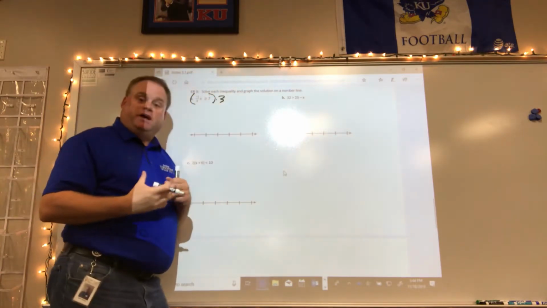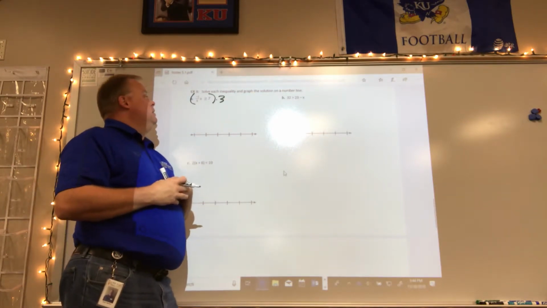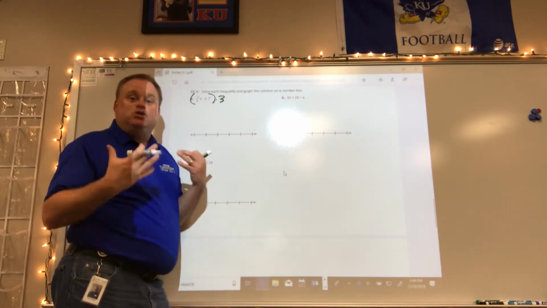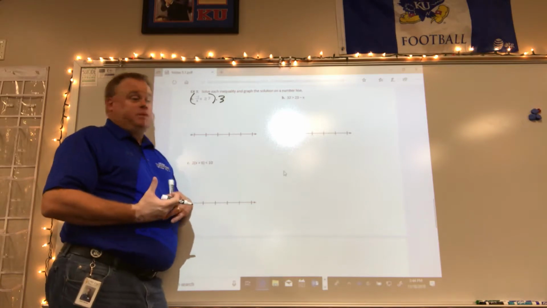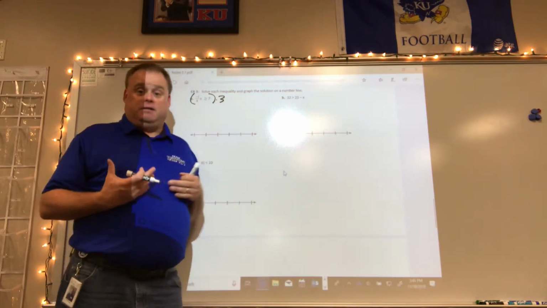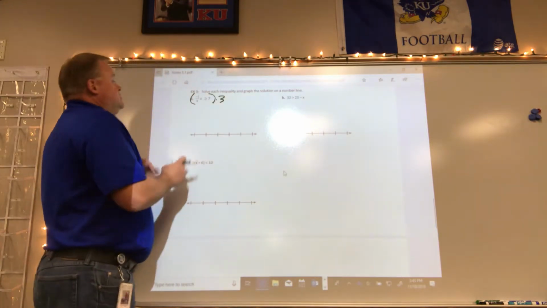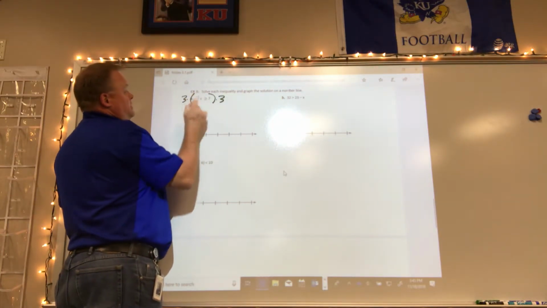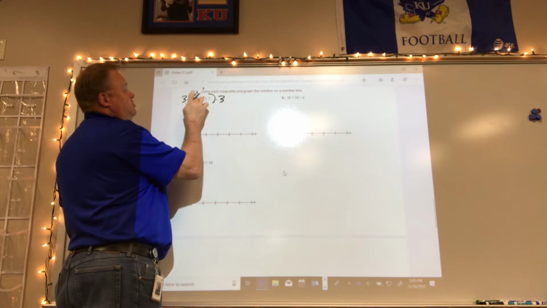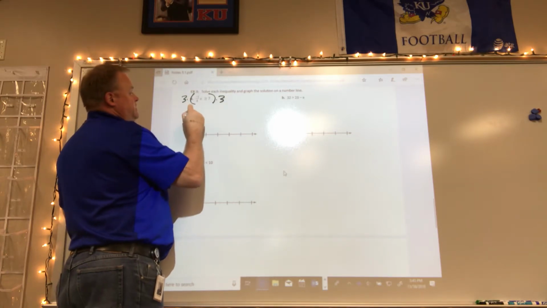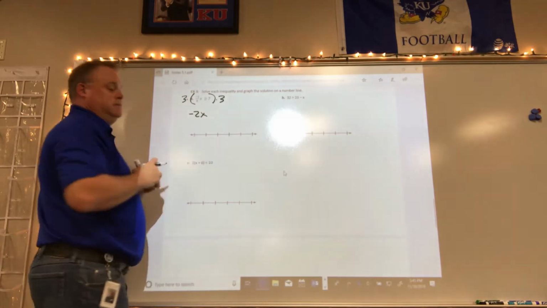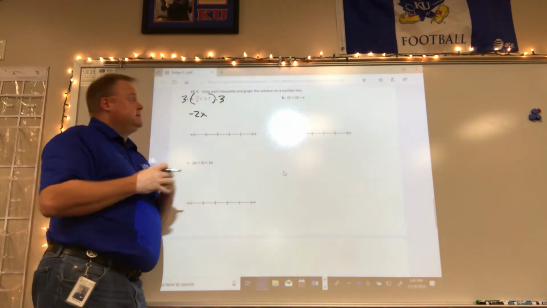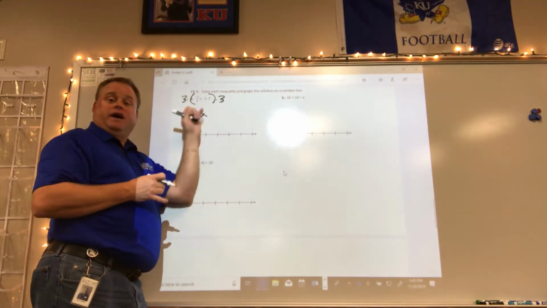Now, could you have multiplied by its reciprocal, which would have been 3/2? Yes, you can do that, and I'm fine with that. I'm a common denominator guy. Okay? So for me, multiplying both sides by 3. Well, on this side, 3 times negative 2 divided by 3 gives me just negative 2x. Okay, so 3 times negative 2 divided by 3.